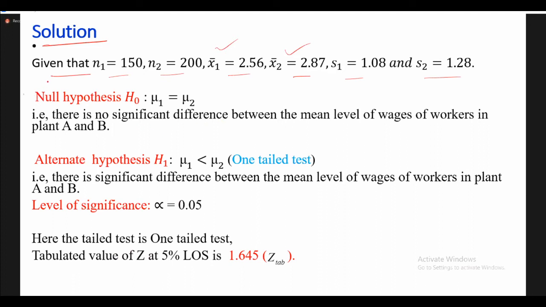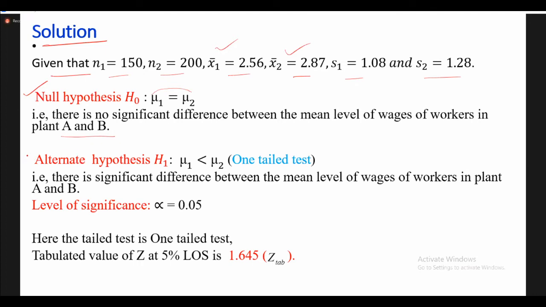Now the first step is to set up the null hypothesis. Null hypothesis H naught is mu1 equals mu2. That means see here, there is no difference between the mean level of wages of workers in plant A and plant B.